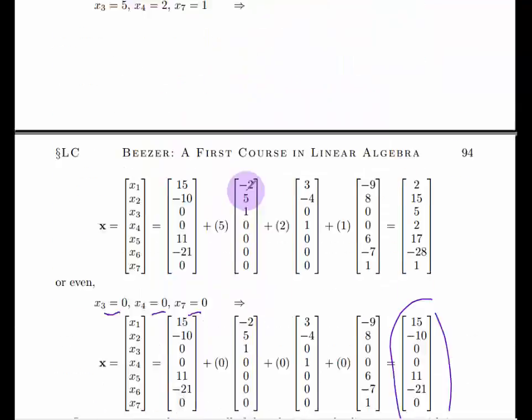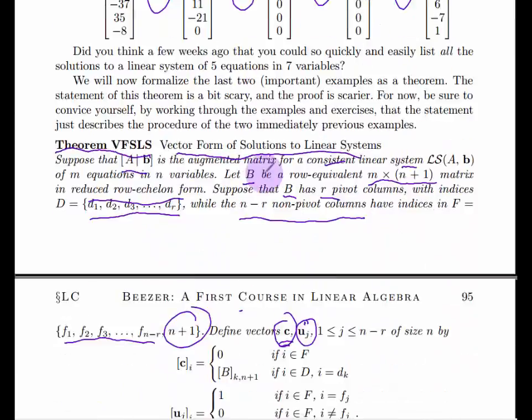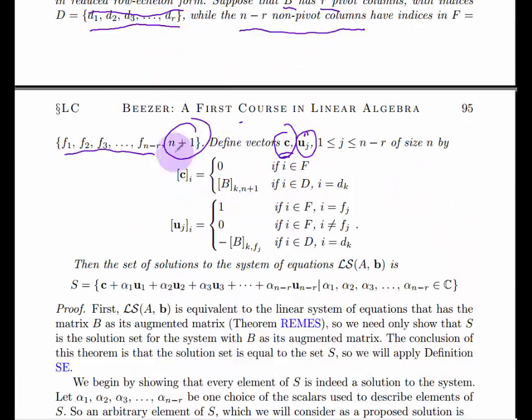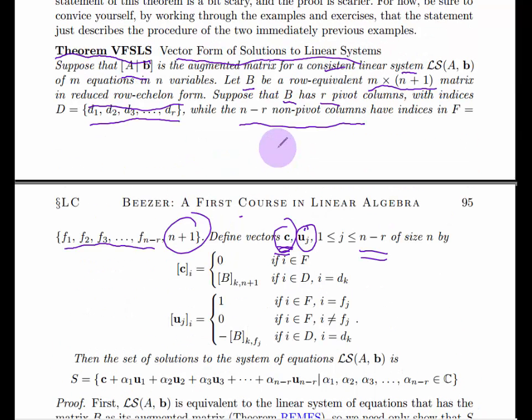Okay, so in general, of course, we may not have three free variables. We might have more, we might have less, so that's why he's using these arbitrary indices. Okay, so we have one vector c, which is the constant vector. We have j vectors, which correspond to the free variables. And we can read the entries of these vectors immediately off of the entries of the row-reduced matrix B.